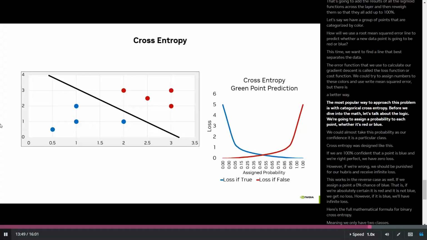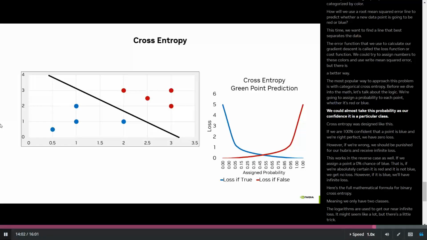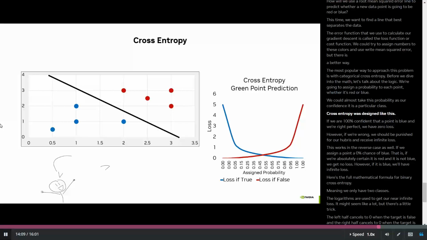The most popular way to approach this problem is with categorical cross-entropy. Before we dive into the math, let's talk about the logic. We're going to assign a probability to each point whether it's red or blue. We could almost take this probability as our confidence it is a particular class. Cross-entropy was designed like this.